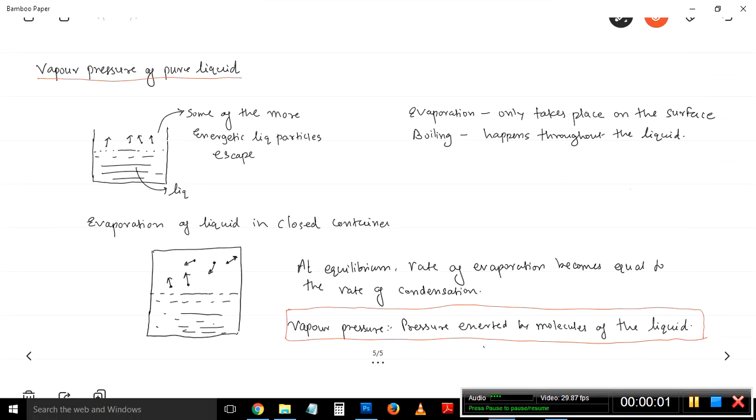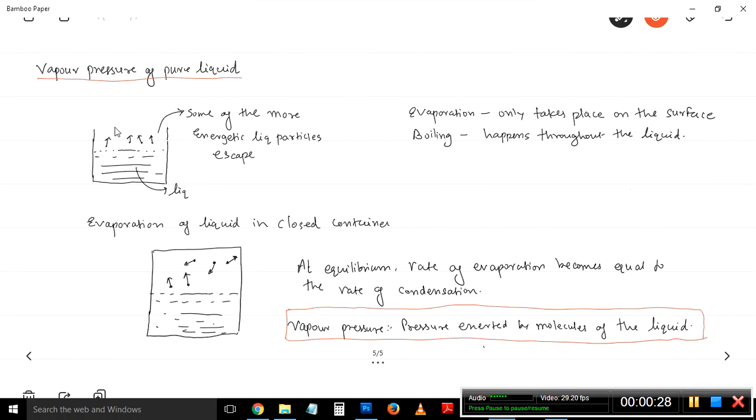I am going to explain the term vapor pressure of liquid in this video. Suppose you take a liquid in the container as shown in the diagram. You will observe that some of the more energetic particles on the surface of the liquid will break from the surface of the liquid and move into vapor state. This kind of phenomenon is called evaporation.